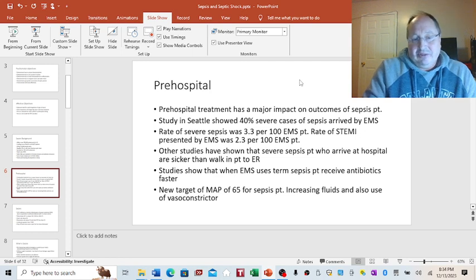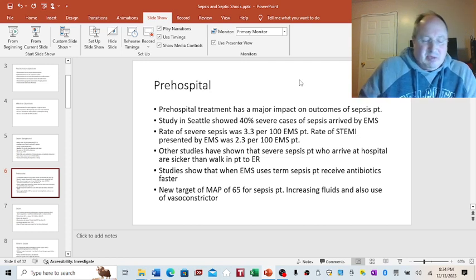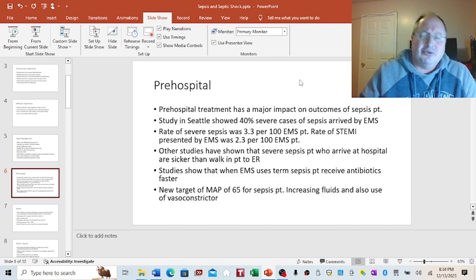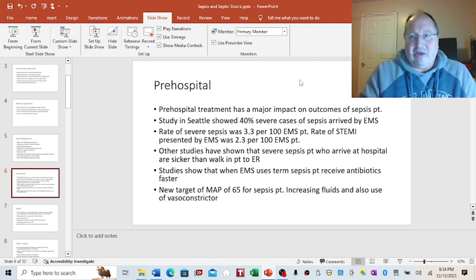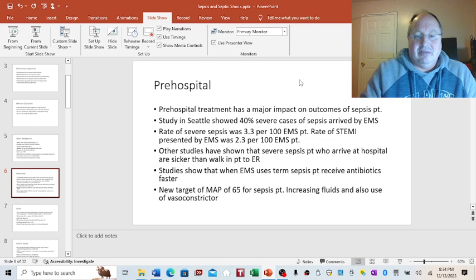Another study showed that people coming in by EMS with sepsis are a lot sicker than those people that walk in the front door. And just think of the ones that are coming in by EMS, how many of these people are going to die? And if we don't give them that early treatment, then we're not helping them any.